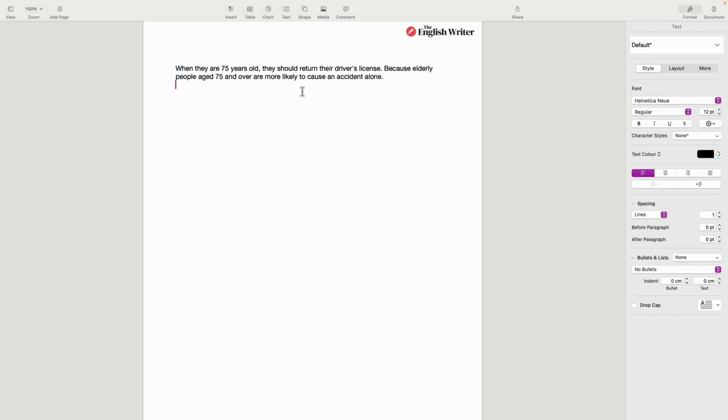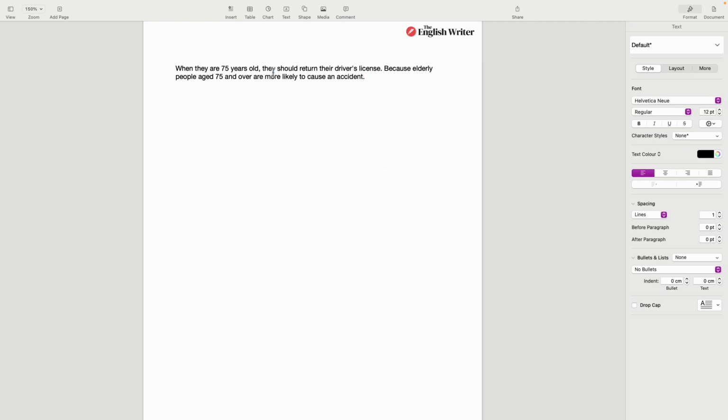When they are 75 years old, they should return their driver's license because elderly people aged 75 and over are more likely to cause an accident alone. Well, I'm not entirely sure what the writer was trying to do with the alone. I don't think it's necessary. They can always come back to me and say that they really wanted to say something about the driver being by themselves, but we'll leave that without it. When they are 75 years old, they should return their driver's license.